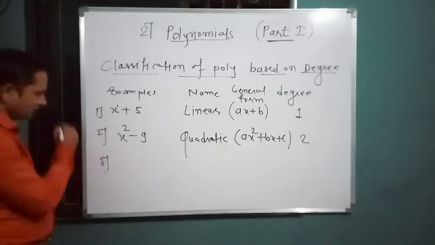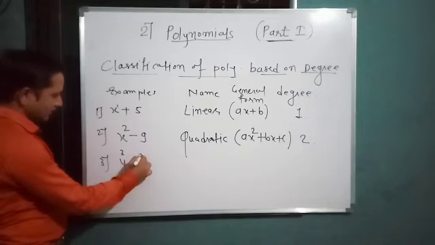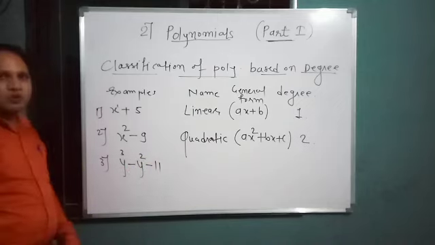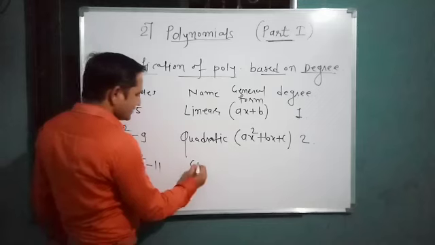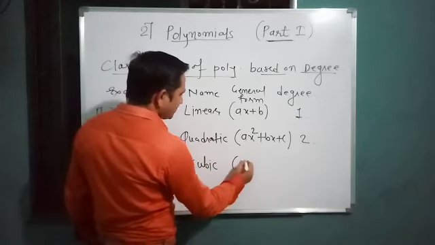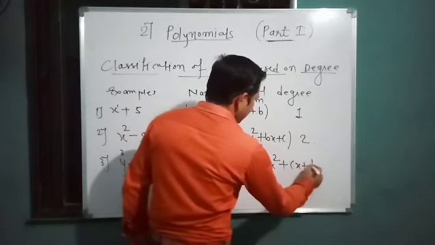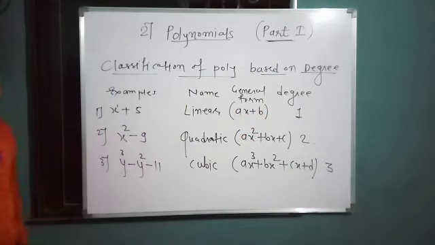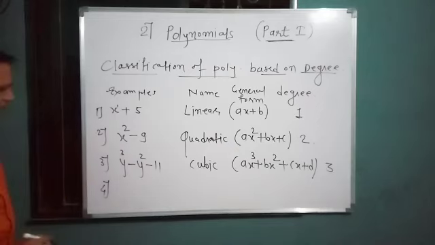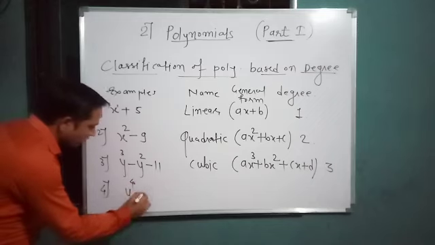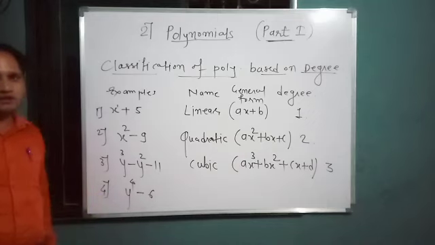Now suppose I take another example, y to the power 3 minus y square minus 11. Total 3 terms are there, but the degree of this y is 3. So we call this a cubic polynomial. Okay, and the general form is here ax cube plus bx square plus cx plus d, and the degree is here 3, in this way. And suppose example 4, if the degree is 4, like y to the power 4 minus 6, even in this example two terms are there, but the degree matters here.